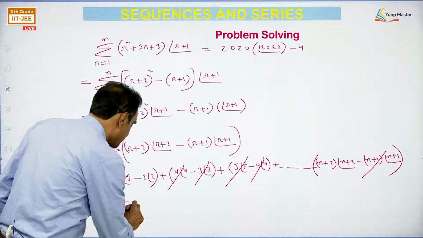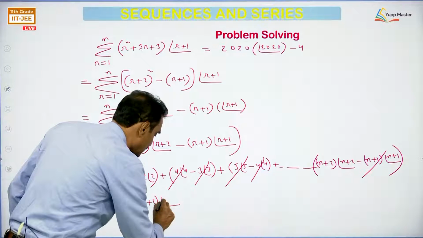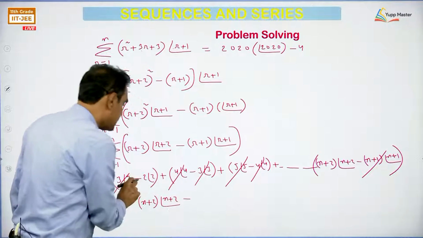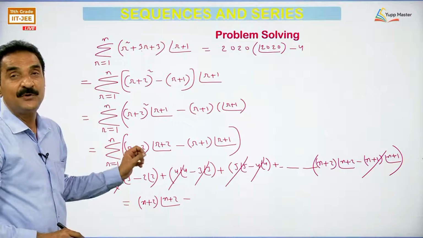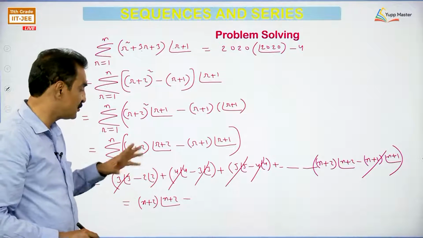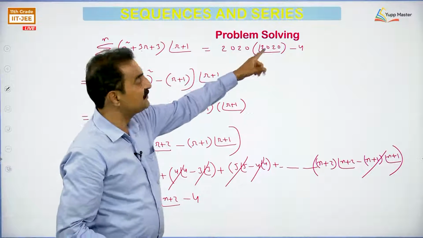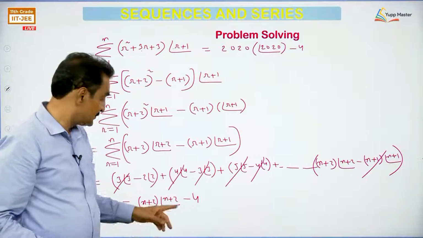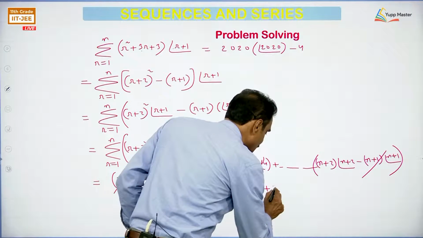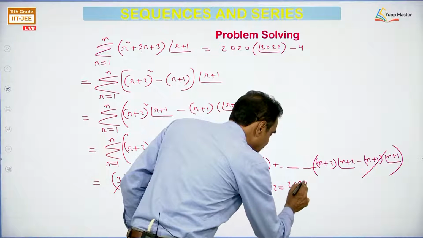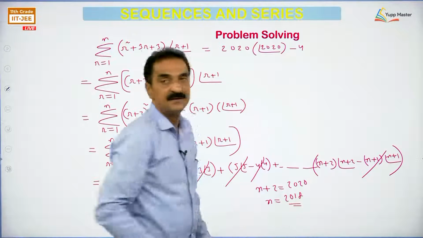So, the sum is n plus 2 into n plus 2 factorial minus, what is this, 2 into 2 factorial. 2 factorial is 2 into 1, 2. So, this is 2 into 2 only, that is 4. But the sum is given as 2020 into 2020 factorial. So, n plus 2 should be 2020. n plus 2 is equal to 2020. So, the value of n is 2018.